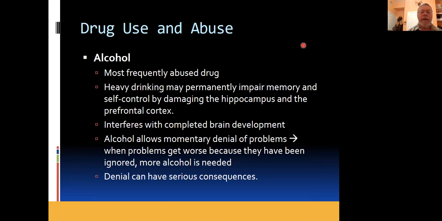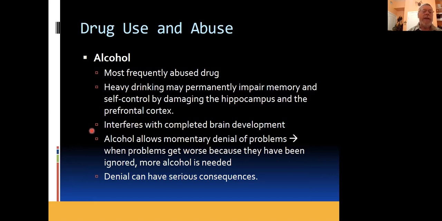This then may lead to behaviors that are dangerous. Also, alcohol use in adolescence interferes with completed brain development. We know that the prefrontal cortex of the brain, that's so important for our control and decision making, is not really completed till our mid-20s. Then we have the problems that alcohol causes.